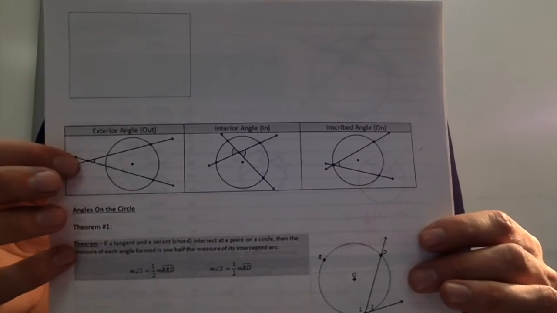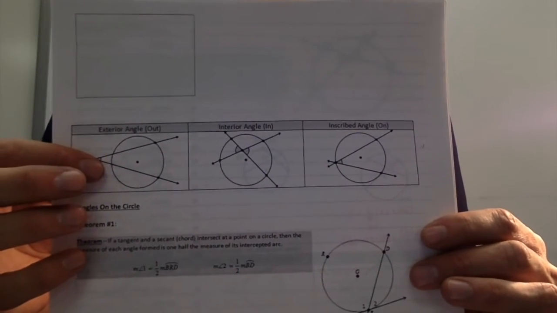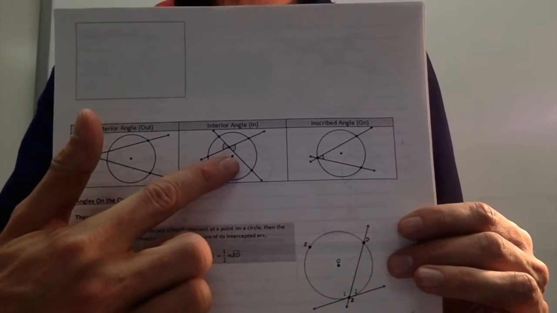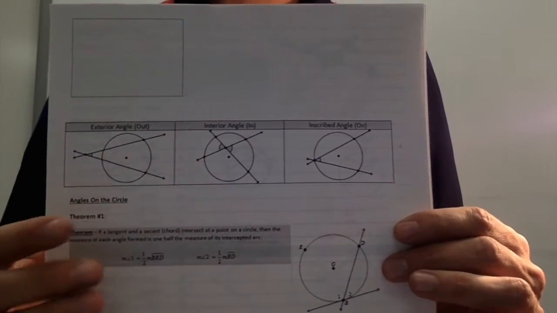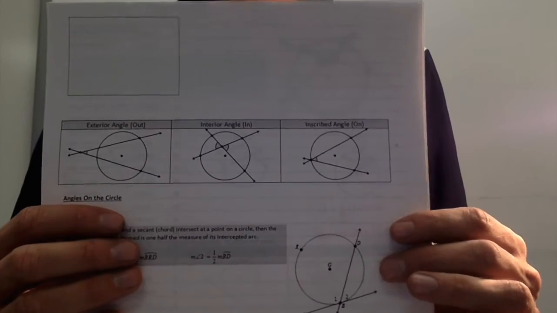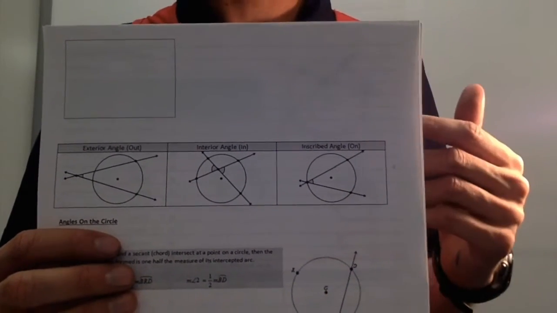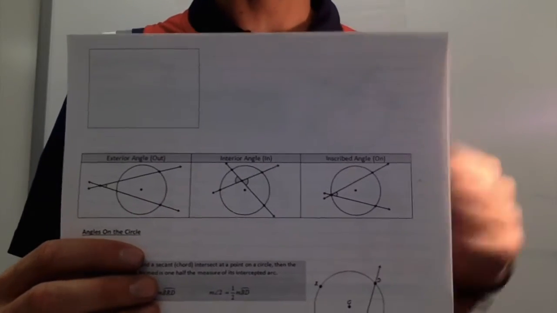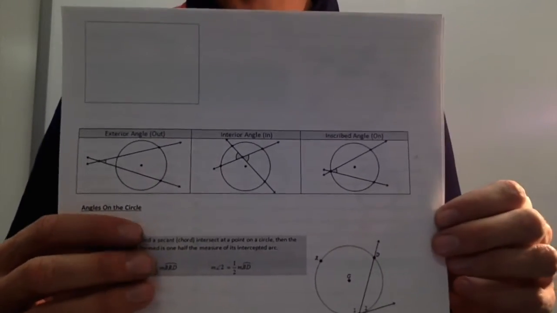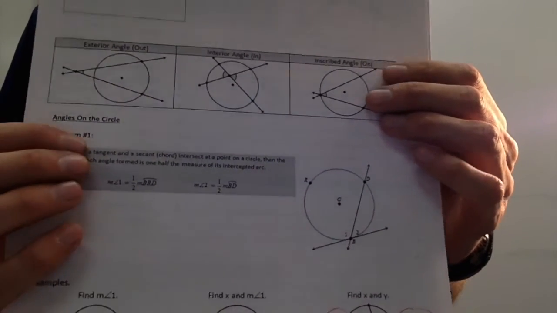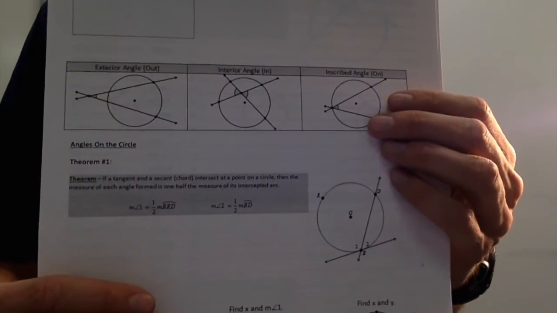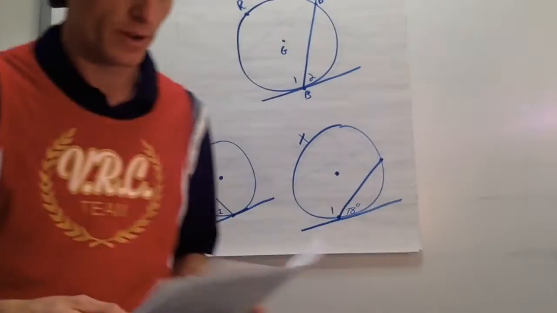There are exterior angles, angles on the outside of circles. There are interior angles, angles that are on the inside of circles, and then there are inscribed angles, angles that are on the actual circle. And so we're going to talk about the different types of angles and properties of those angle measures. Now in your notes I've given you all the theorems, and we're going to do some example problems. So let's go through this right now.